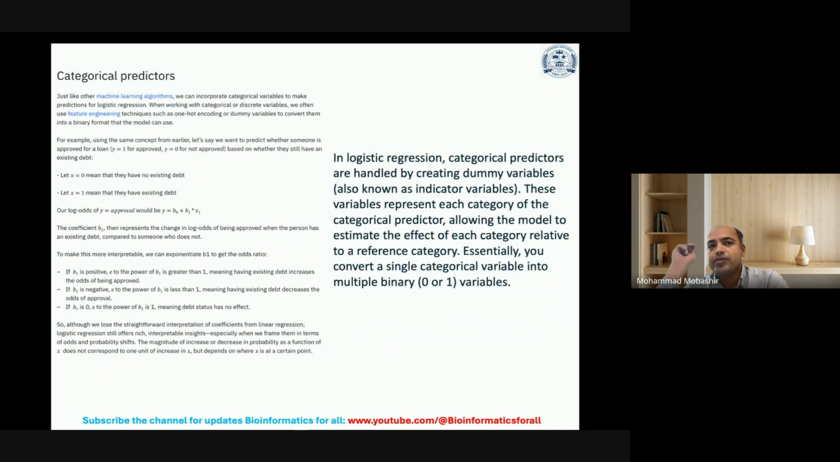Now, there is a term, categorical predictors, that is very important. Here you need to categorize using the 0, 1, yes or no concept. So you can use these categorical predictors, which are handled by creating dummy variables. These variables represent the categories of the categorical predictor, allowing the model to estimate the effect of each category relative to the reference category. Essentially, you convert a single categorical variable into multiple binary variables.